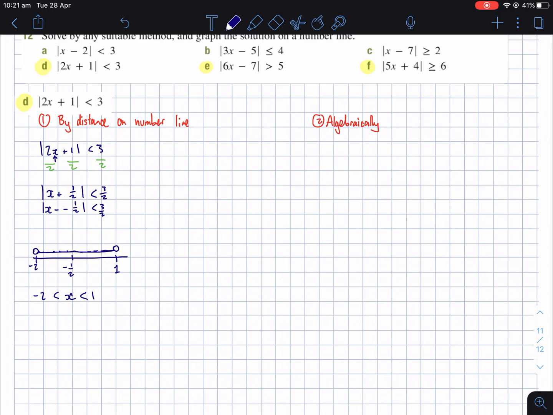Algebraically, to me, this is the one that makes more sense. So the absolute value of 2x plus 1 is less than 3. So I can say positive 2x plus 1 is less than 3, and negative 2x plus 1 is less than 3. So on the left, I've got 2x plus 1 is less than 3, which means 2x is less than 2, which means x is less than 1. Here I've got negative 2x take 2 is less than 3, so negative 2x is less than, that's going to end up as 3 plus 2 is 5.